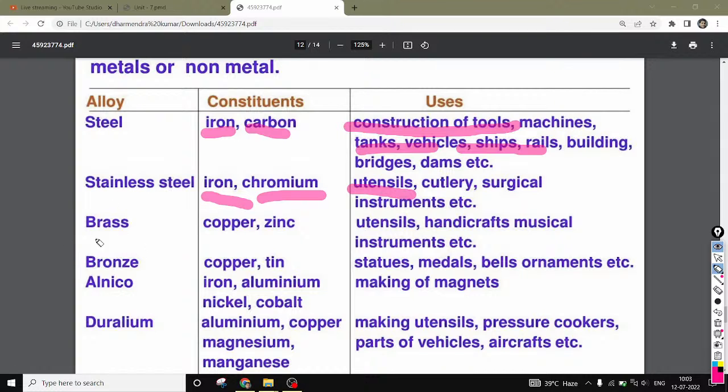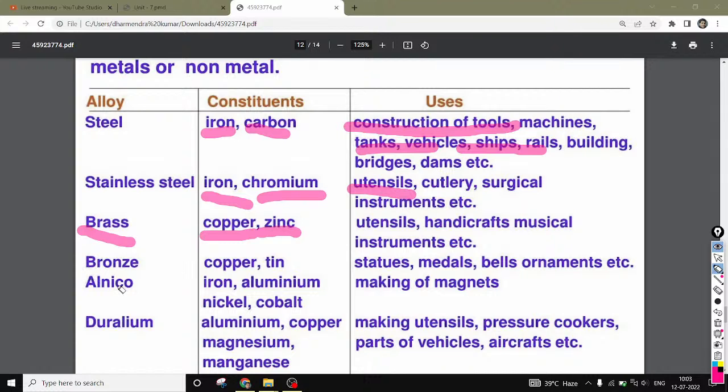And next we have brass. So this brass is made up of copper and zinc, right? By the mixture of this copper and zinc we are getting brass. Utensils, handicraft, musical instruments, etc. can be formed. And bronze, right?